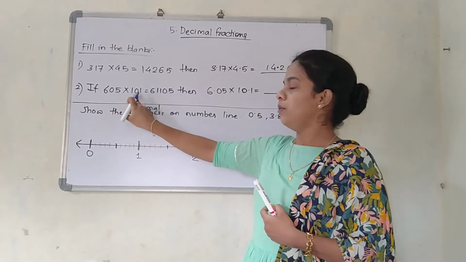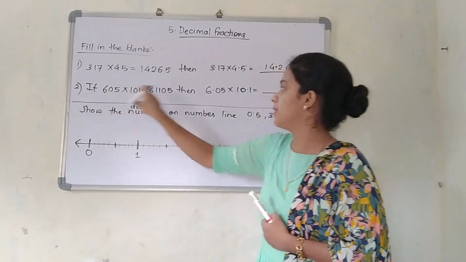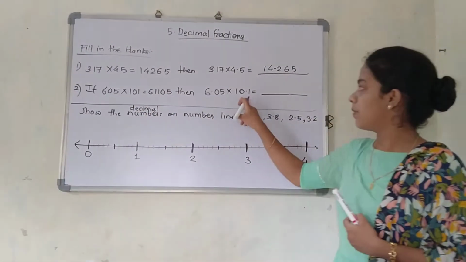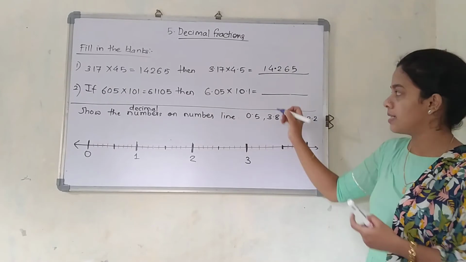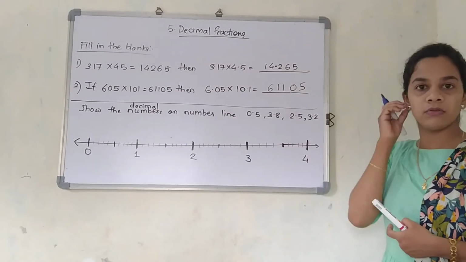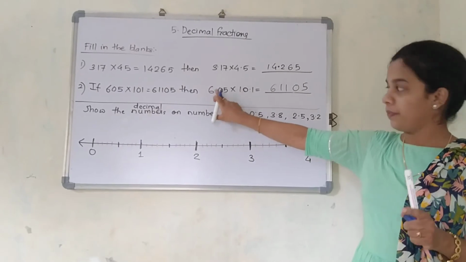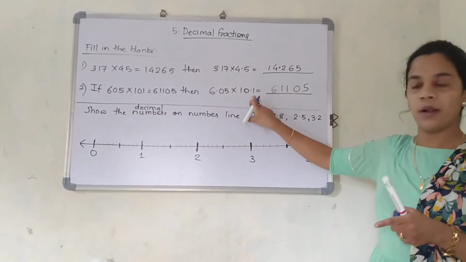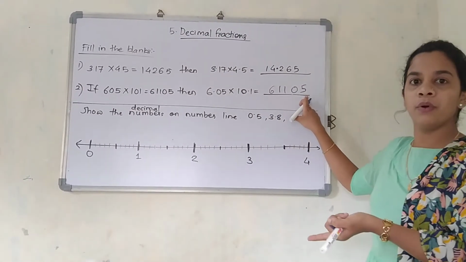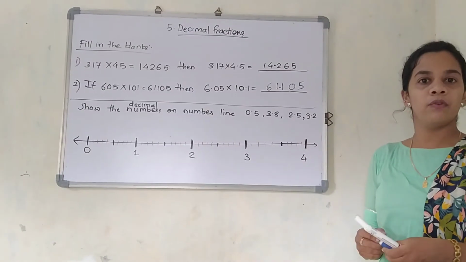Okay. 605 into 101 is 61105. If you observe this number, it is the same as 605. Only the decimal point is added. 101, 101. Only the decimal point is added. So the answer will be the same, 61105. Now here there are decimal points. So in the main answer also there will be decimal points. After 2 numbers there is a decimal point. So 2. And after 1 number there is a decimal point. So 1. So this 2 plus 1 will be 3. So 3 numbers you will leave and we are going to give the decimal point. So 1, 2, 3. So the point will come over here. Have you understood this? Okay.